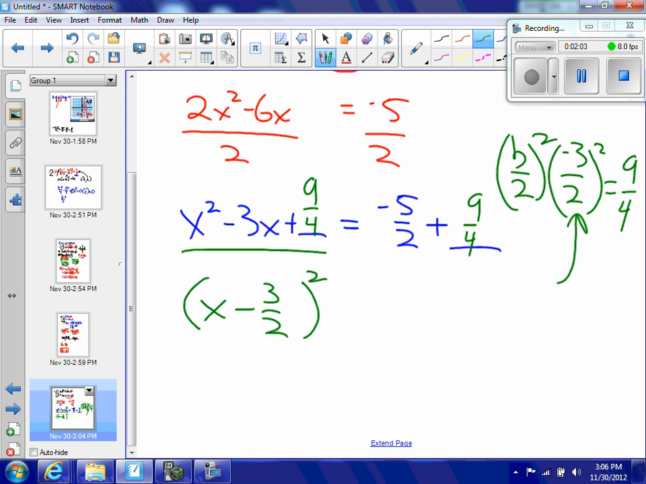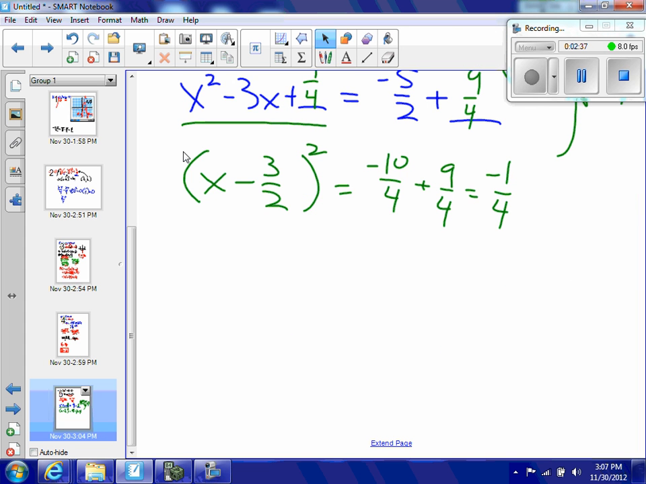Because we know when we FOIL this out, the last term is going to be negative 3 halves times negative 3 halves. That's going to be the 9/4 that we got when we completed the square. That's the whole purpose of completing the square, is to make that easy. It's always going to be your b over 2. So that is equal to, well, let's call this negative 10/4 plus 9/4. So this is equal to negative 1/4.